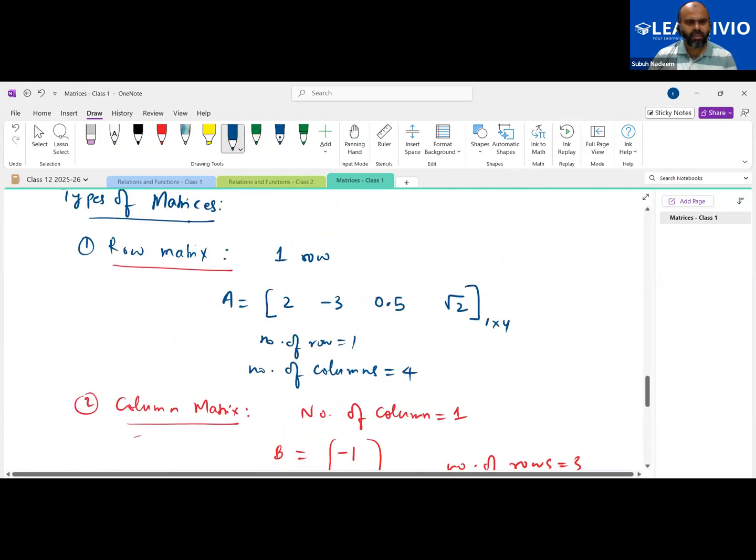So you can write till here, starting from here. We have more types of matrices, but first write till here.